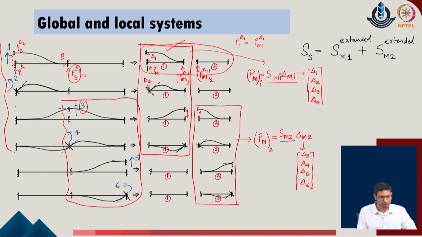Corresponding to these 4 cases, we get the contribution of the member 1, and this way we understand that now if we want to assemble the overall stiffness matrix of the given system, we can easily do it by adding the contributions of the individual member based stiffness coefficients of the given system.